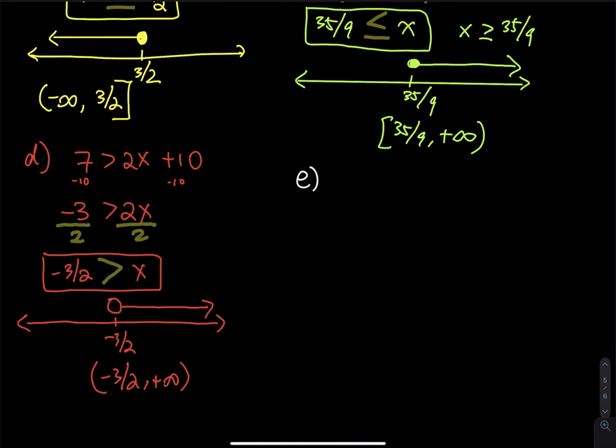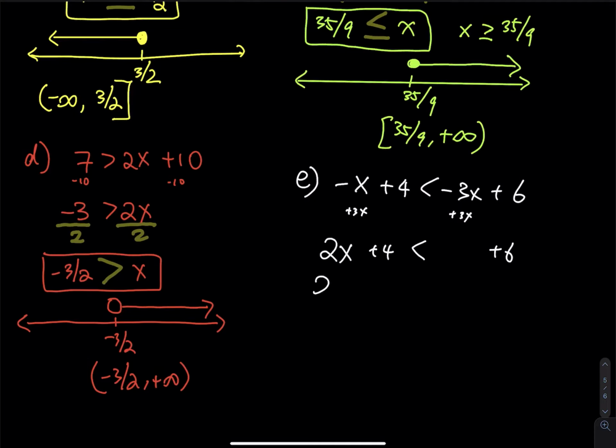E, we have negative x plus 4, less than negative 3x plus 6. So let's keep the x on the left. That means I'm going to add 3x on both sides. Negative 1 plus 3 is 2. And then the 3x is gone. We have the 6 and then the 4 is there. And then I subtract 4 on both sides.